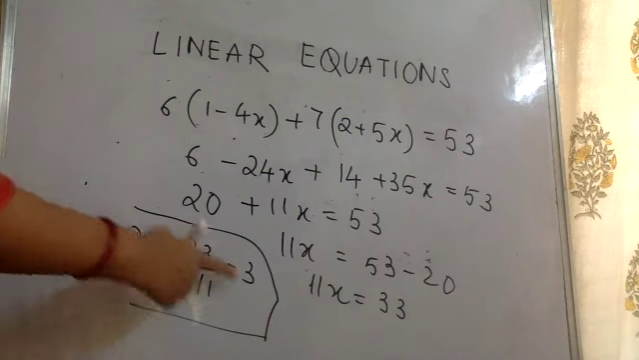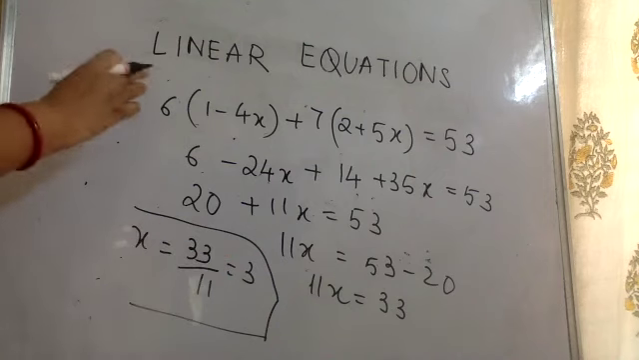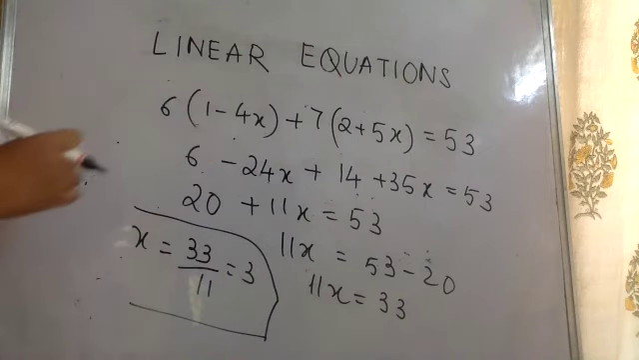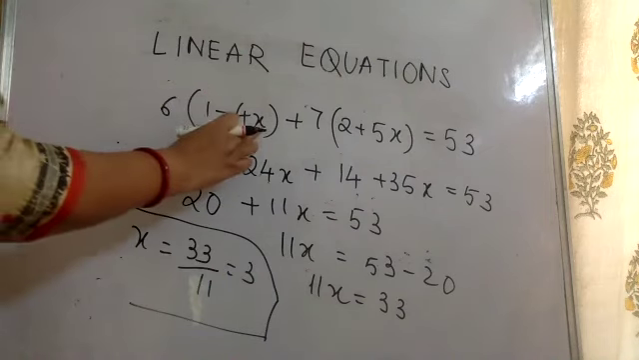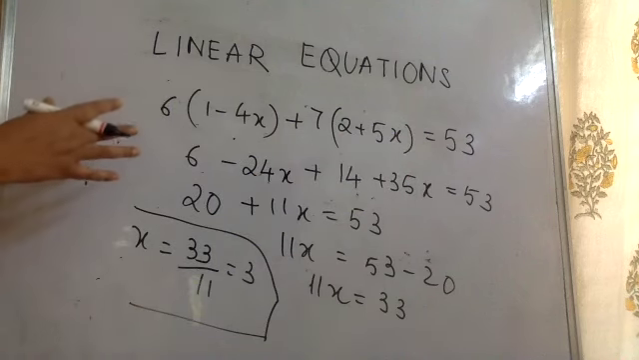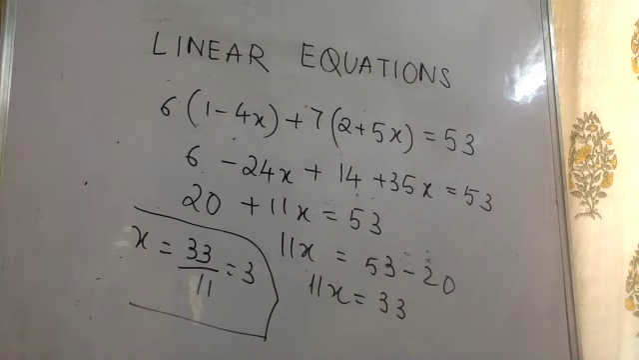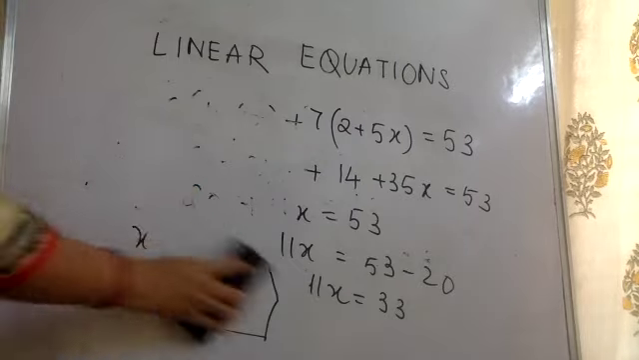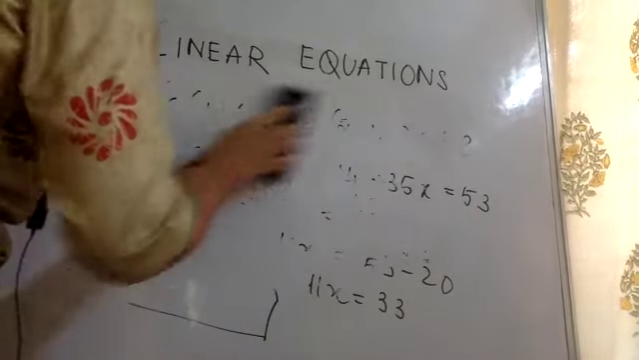If I substitute this value of x here and calculate it, you will see that this entire side is going to give me 53. Now, let me take up another sum which is slightly different. I wouldn't say this is tough, but it is slightly different.